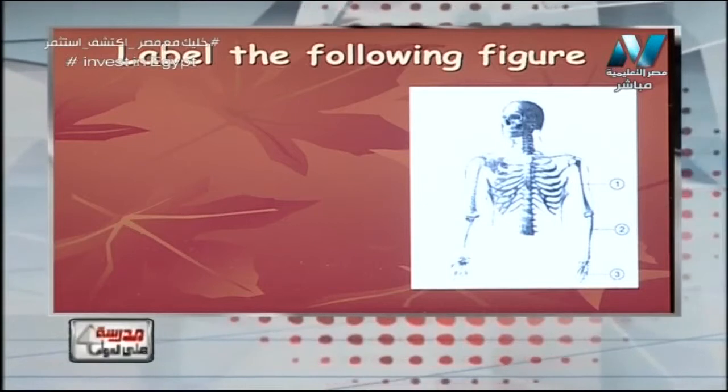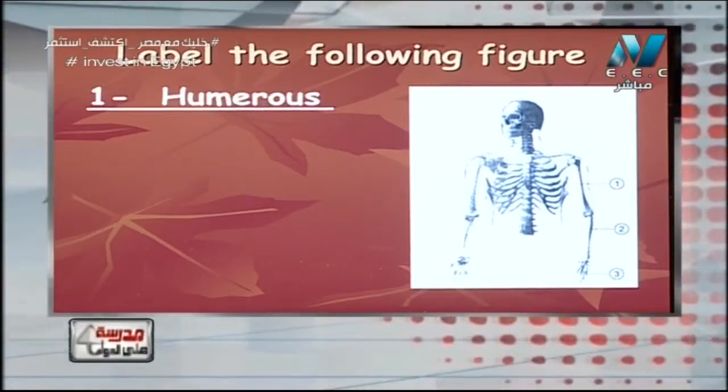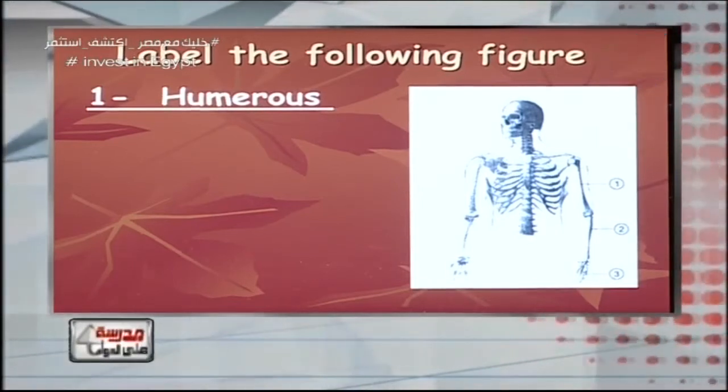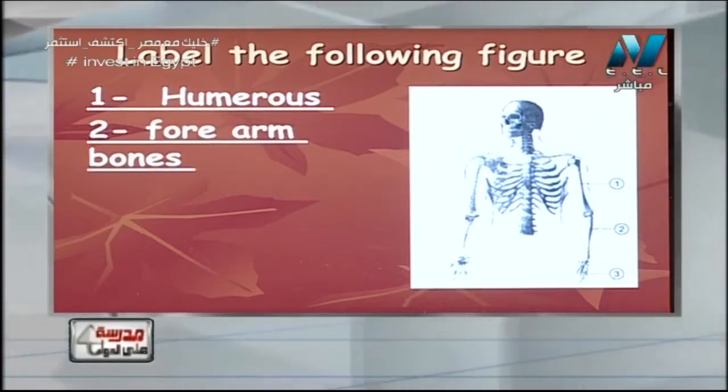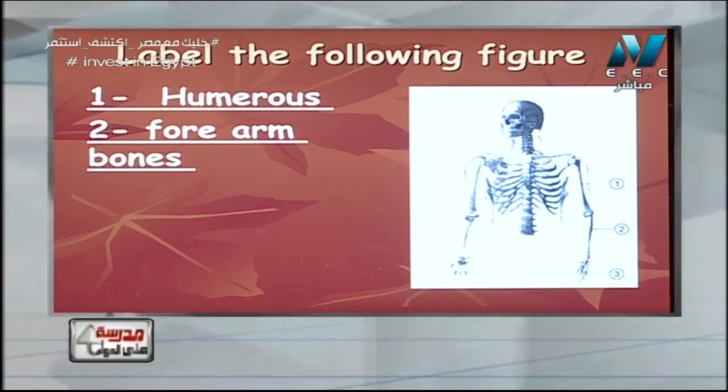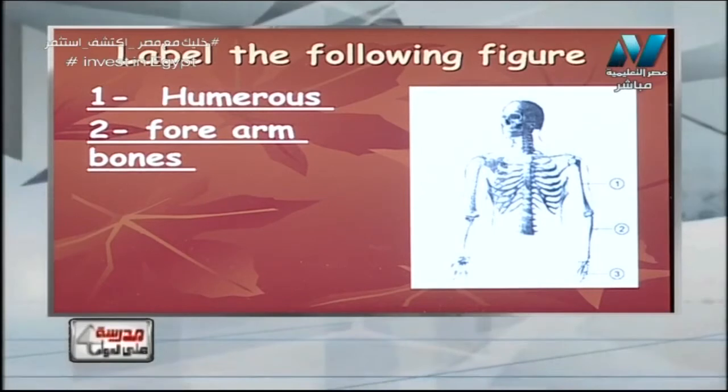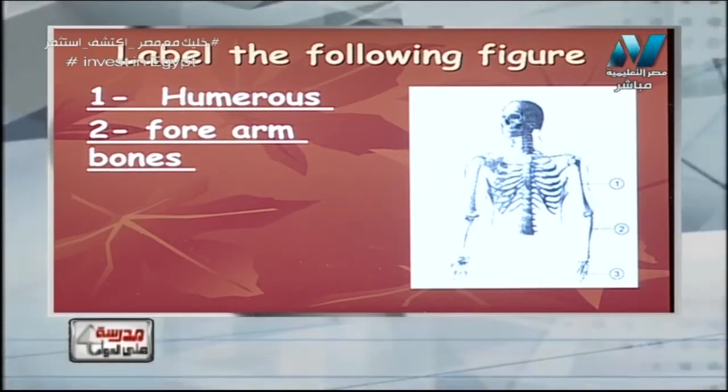So now let's practice another type of question, which in my opinion is very easy and most favorable among most students: the question label the following diagram. Label the following diagram means put the data on the drawing, or I give you a drawing and ask you for the names of its parts. For example, a very common drawing which we have studied this year is the upper limb of the human. The upper limb consists of three main parts. Number one is the humerus bone, the arm bone. Number two is the forearm bones. Note that forearm here does not mean number four, it means the bones of the front part of the arm.